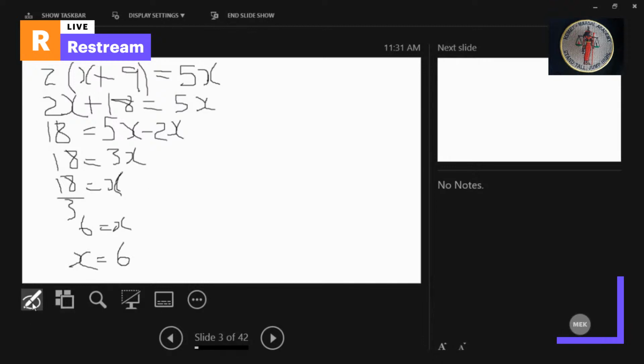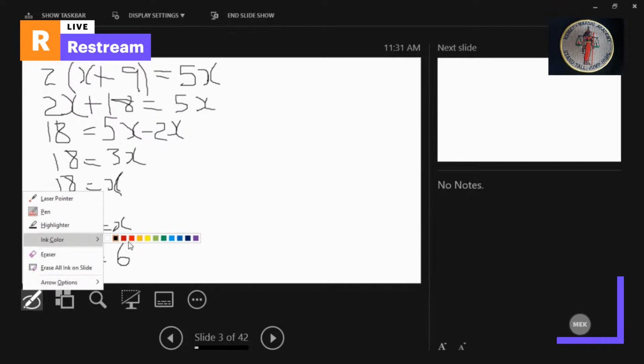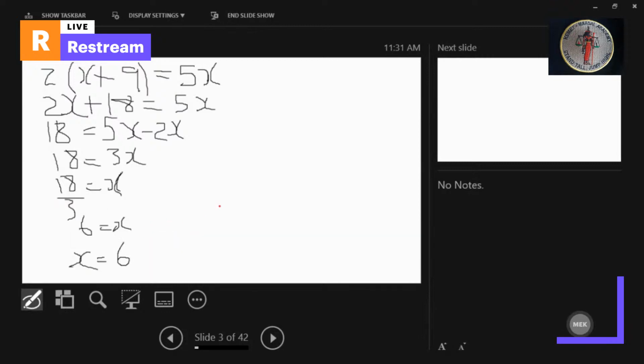Right? And we can plug that back in. Whenever you solve equations in algebra and you get the value of your variable, substitute it back into the original equation. So if we're saying that x is 6, if we put it back up here wherever x is, 5 times 6 is 30. 6 plus 9 is 15, and 2 times 15 gives 30. So we know that we are correct. We got 30 on each side.